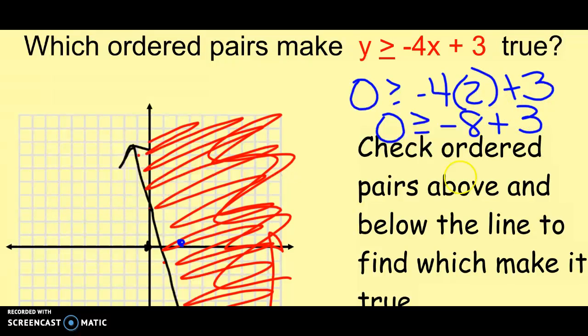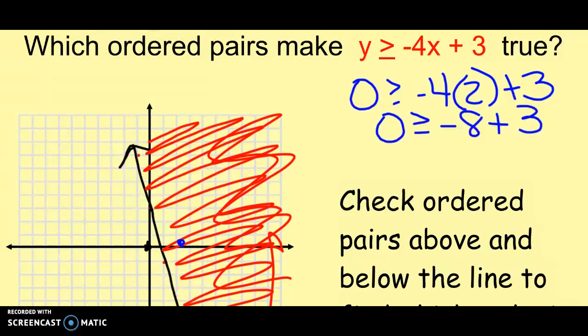Well, let's see. All right, so I've got 0 is greater than or equal to negative 5. Well, that's true. 0 is greater than or equal to negative 5. So I know I have shaded the right side of the graph, or the correct side of the graph.